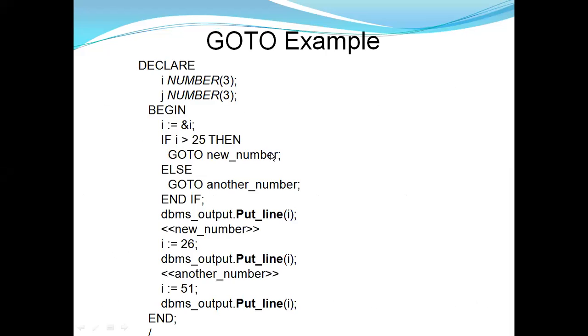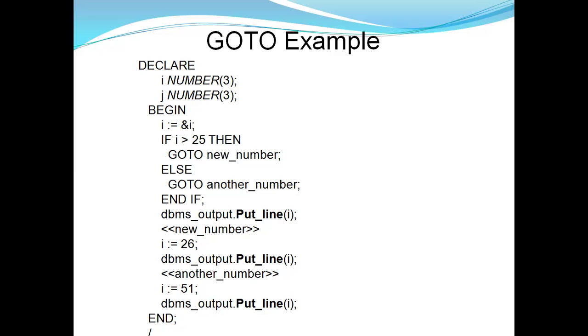After the go to, I have already given you an example. Okay, just look at this and decide in your mind what will be the result. What will be the output? Output will be either 26 or 51. So what will be the result?